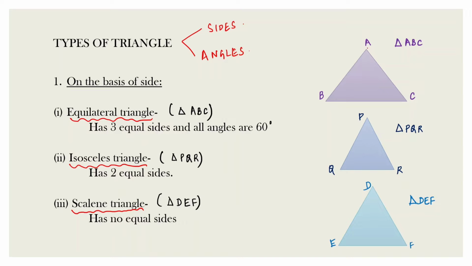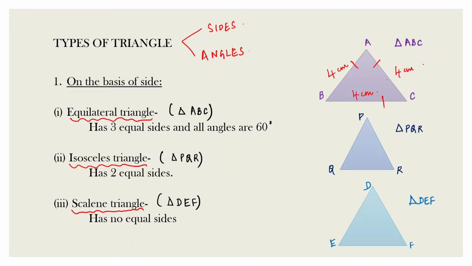Let's look at the figure triangle ABC. In this triangle, let's say that the side AB is 4 cm, side AC is 4 cm and side BC is also 4 cm. What can we say from this figure? We could say that side AB equal to side AC is equal to side BC. So all 3 sides of this triangle are equal. Hence, we could say that triangle ABC is an equilateral triangle.